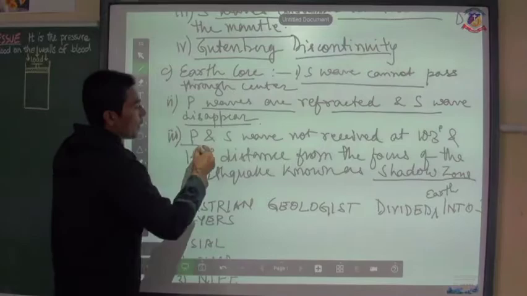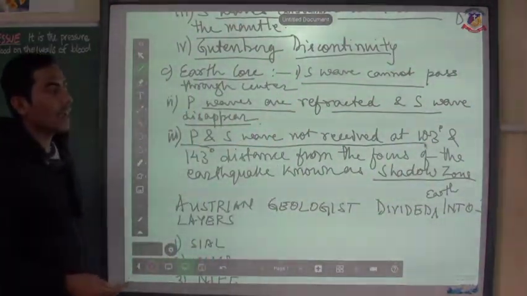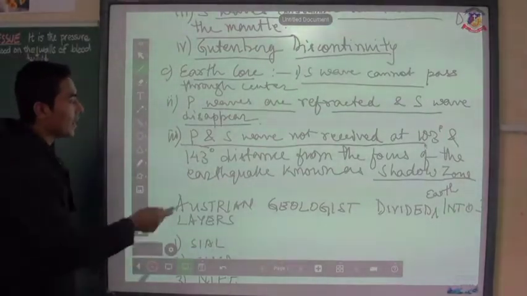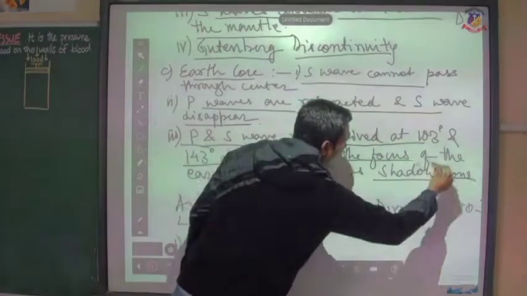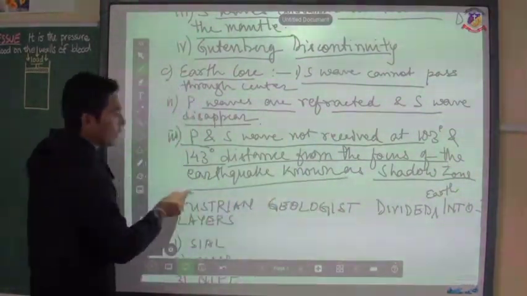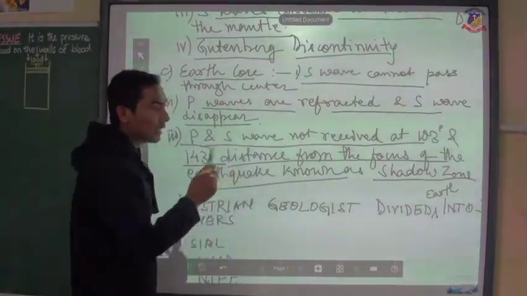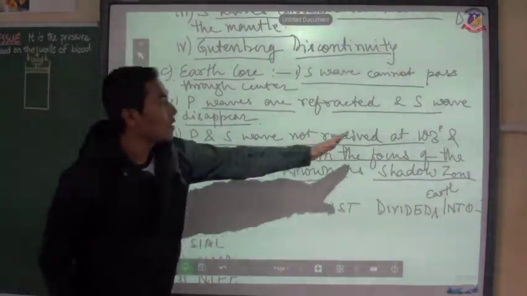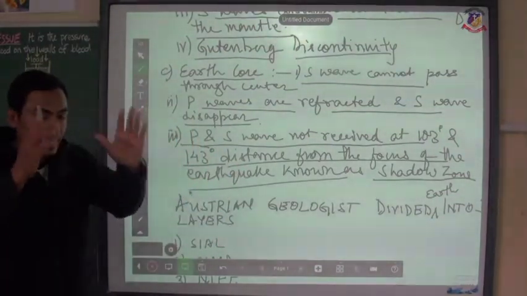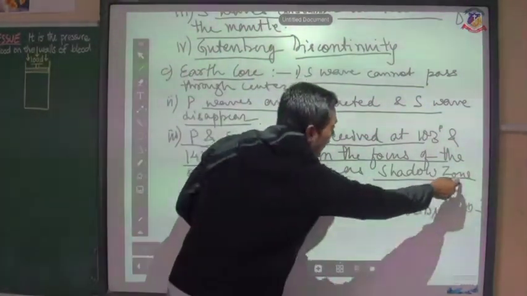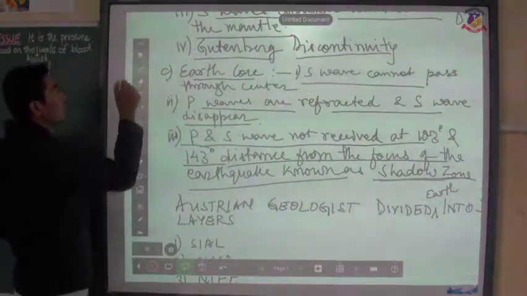Point number 3, primary and secondary waves are not received at 103 degrees to 143 degrees distance from the focus of the earthquake. That area, 103 to 143 degrees from the focus of the earthquake, is referred to as a shadow zone. Next.